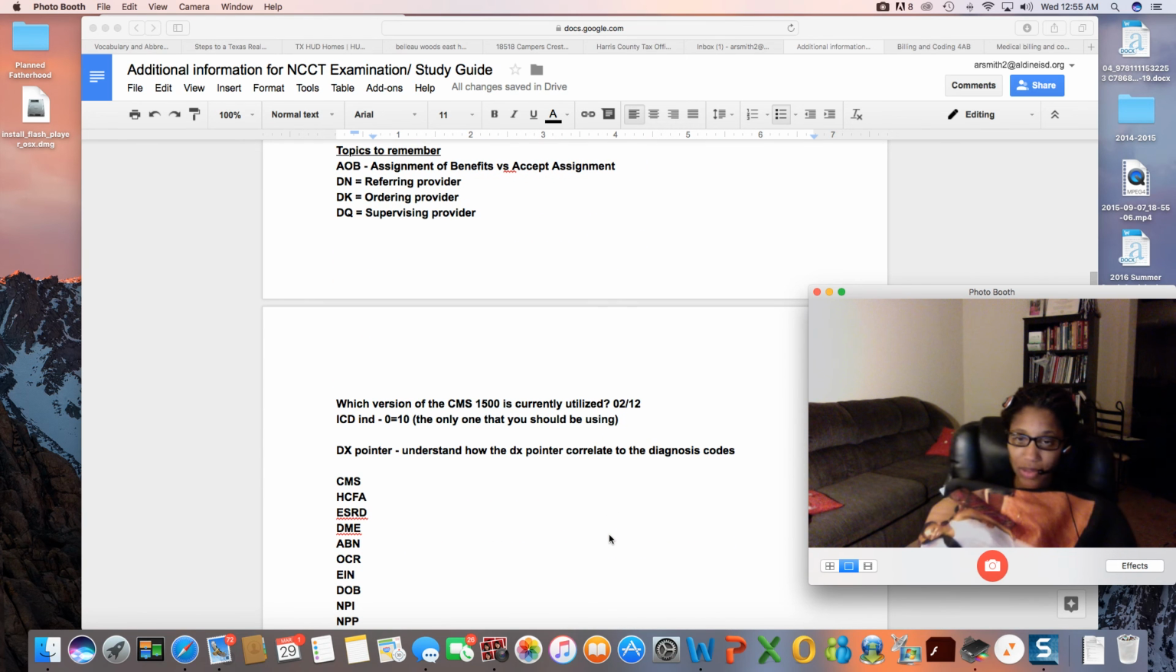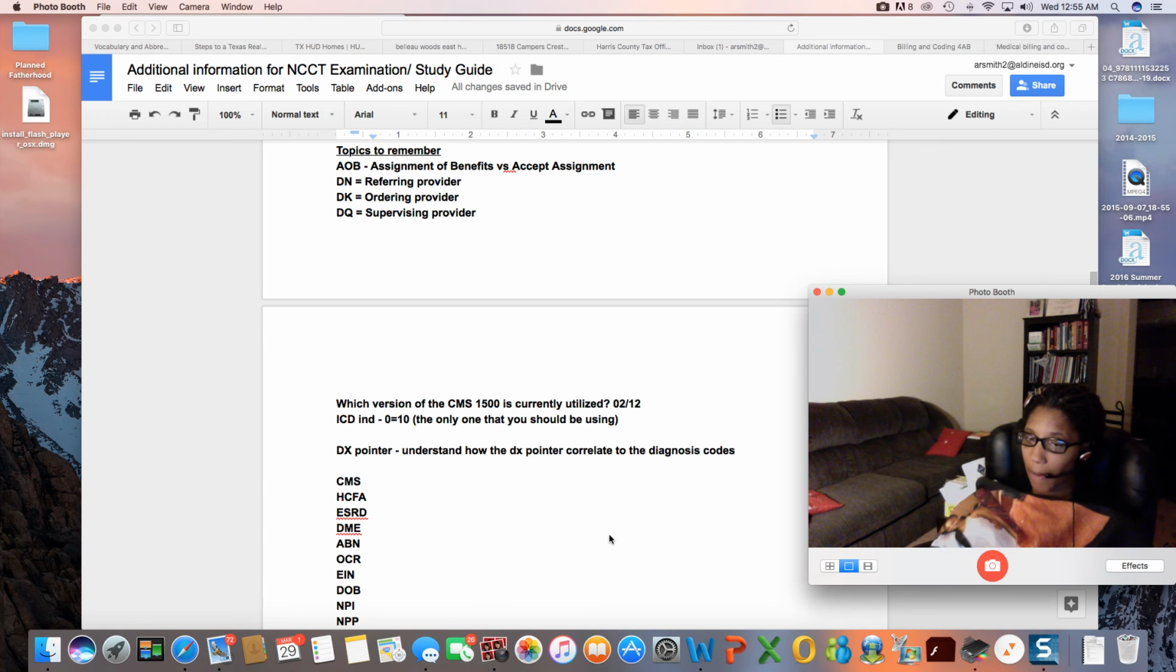You may be asked which version of the CMS 1500 is currently utilized, and it is 02/12. If you have a copy of a CMS 1500 in your notes or in your folder, look at the bottom corner and it will indicate to you 02/12. That is the current version. Anything else is incorrect.